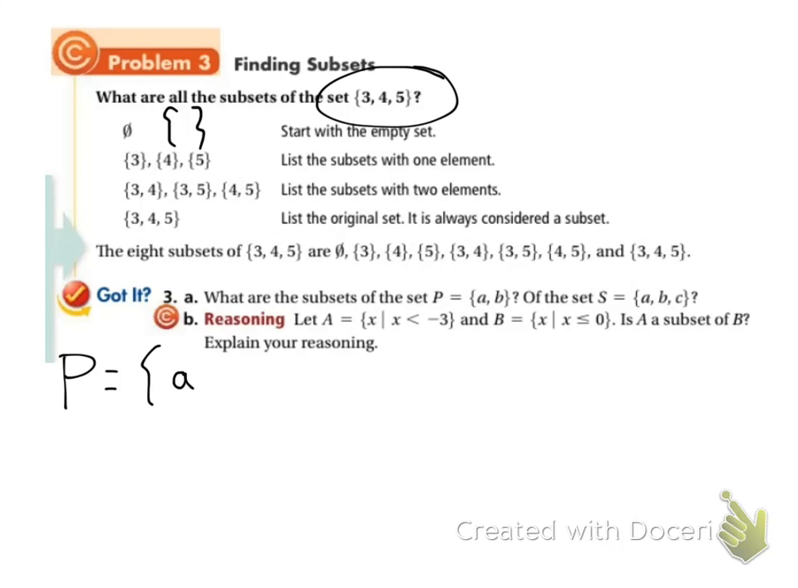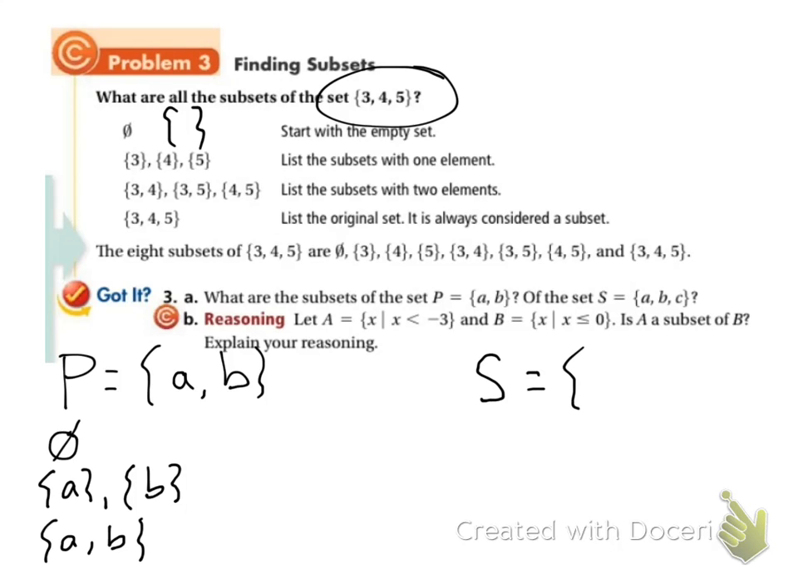Here's another example. P equals A, comma, B. So this is a set with elements A and B. The first one I could take is the empty set. Then I'll take one element, so I can just take A, and I can just take B, and then I can take my whole set, A and B. So this one has 4 subsets.